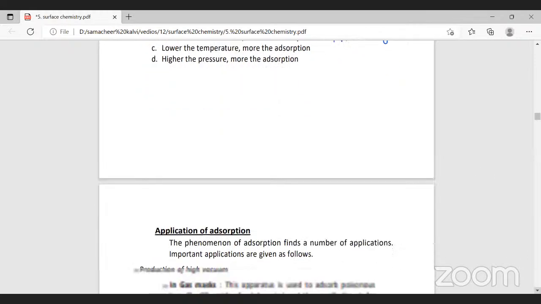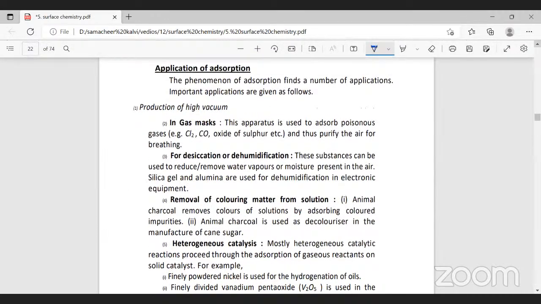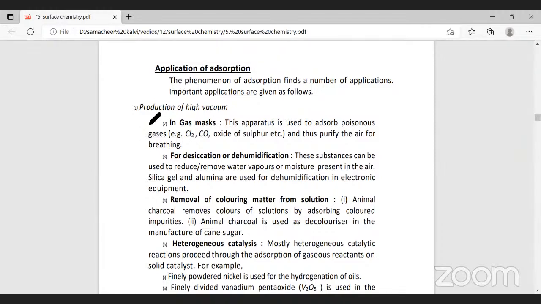The next topic: applications of adsorption. The phenomenon of adsorption finds a number of applications. Important applications are as follows. The first one is production of high vacuum. When we say production of high vacuum, adsorption can be used in removal of moisture and other gases.